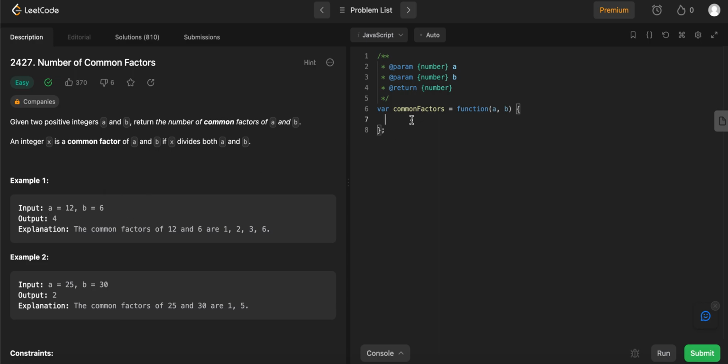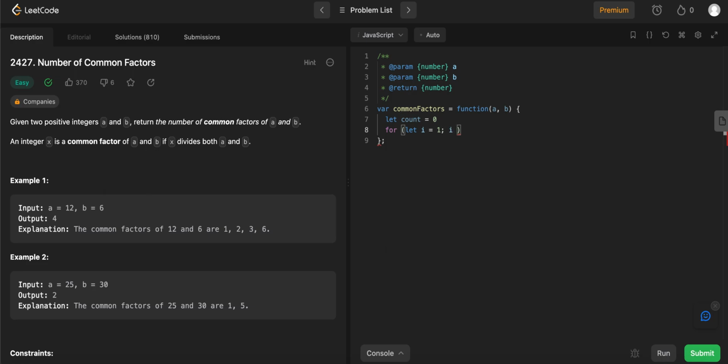Getting into the code over here, we want to start by initializing a count variable and set that to 0 so that as we iterate through and find common factors, we can increment our count. Then we're going to use a simple for loop. We don't want to start from 0 because 0 will never be a common factor of a positive integer. So we want to start with our iterator equal to 1.